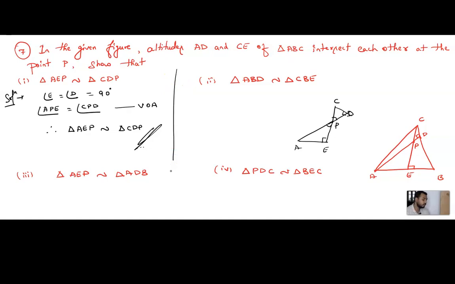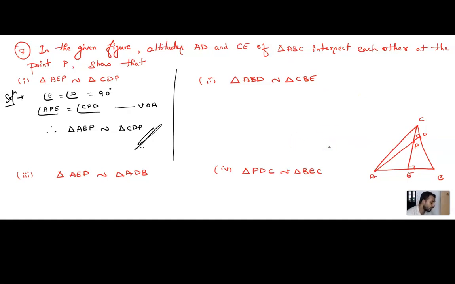Is this clear? Good. Angle E and angle D are both 90 degrees, and angle P and angle P are vertically opposite angles, hence both the triangles are similar. Now come back to case 2.